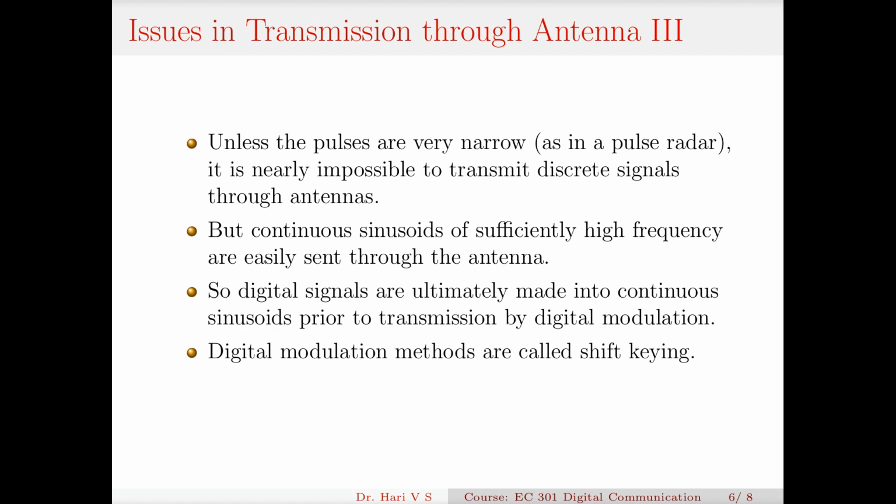So digital signals are ultimately made into continuous sinusoids prior to transmission by digital modulation. If you look into a digital modulation as a block, you can see that the streams of bits are coming in, and out goes continuous sinusoids modulated in frequency or phase or amplitude. So these digital modulation schemes are also called shift keying schemes. Ultimately, we do all processing in digital or binary format. At the time of transmission, we map these bits into continuous sinusoids.